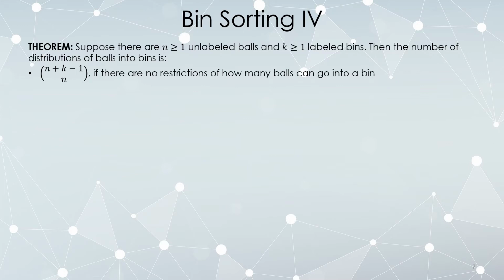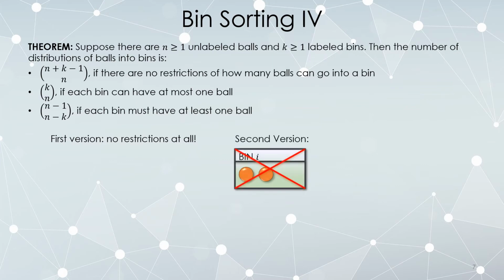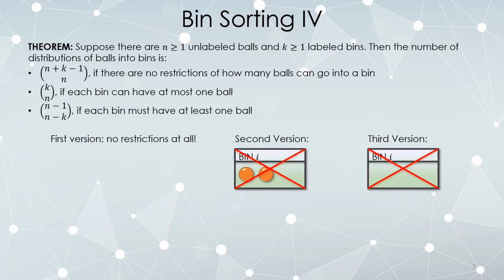Any balls can go into any bins. k choose n, however, if each bin can have at most one ball, and n minus 1 choose n minus k if each bin must have at least one ball. So in the first version, there's no restrictions at all. Okay, balls go into bins and it's a free-for-all. In the second, however, we are not allowed to have a bin with 2 or more balls. Every bin can have at most 1. And in the third version of this problem, you're not allowed to have empty bins. Each bin must have at least 1 ball.